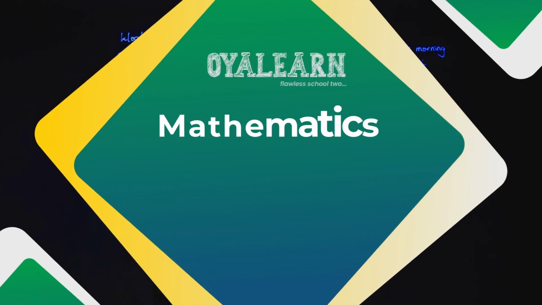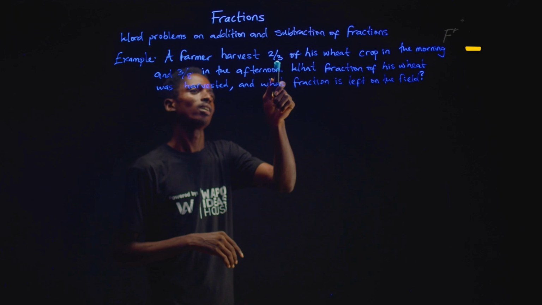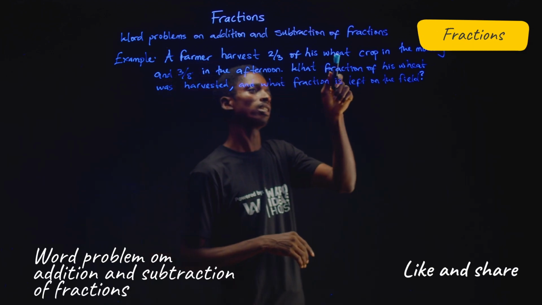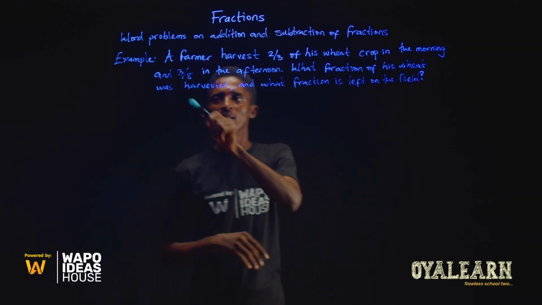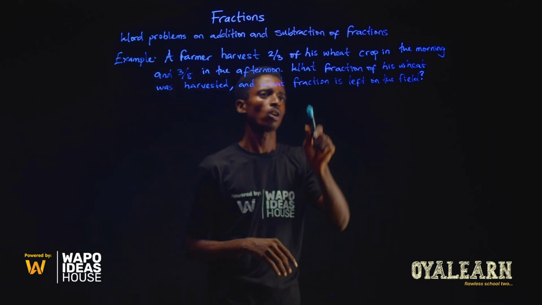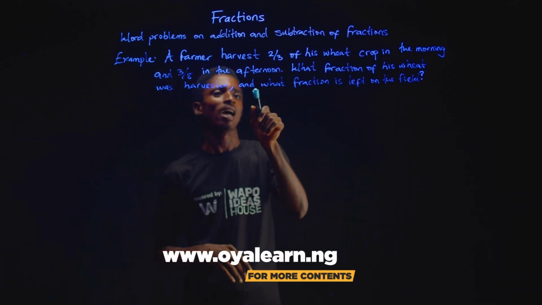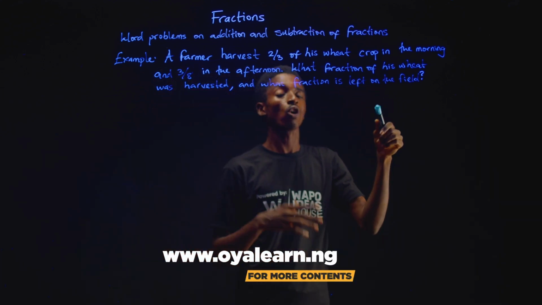Now let's consider this question. We're told a farmer harvests 2/3 of his wheat crop in the morning and 3/8 in the afternoon. What fraction of his wheat was harvested and what fraction is left on the field?